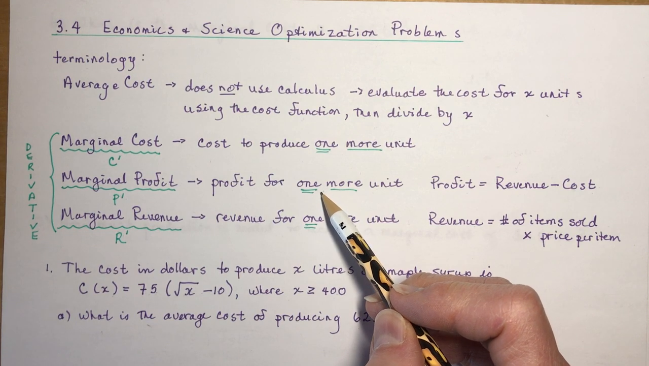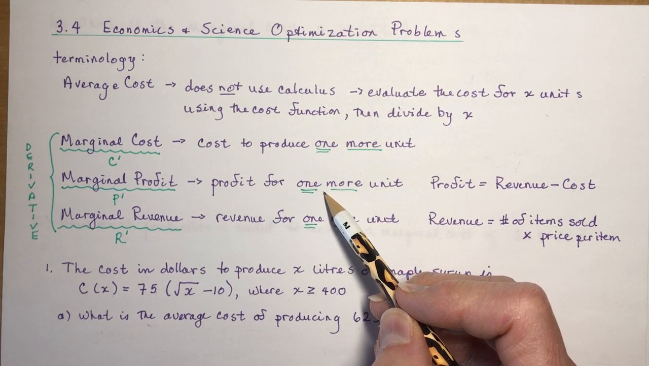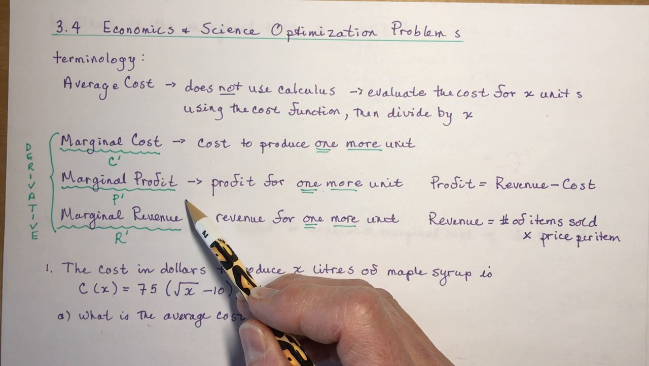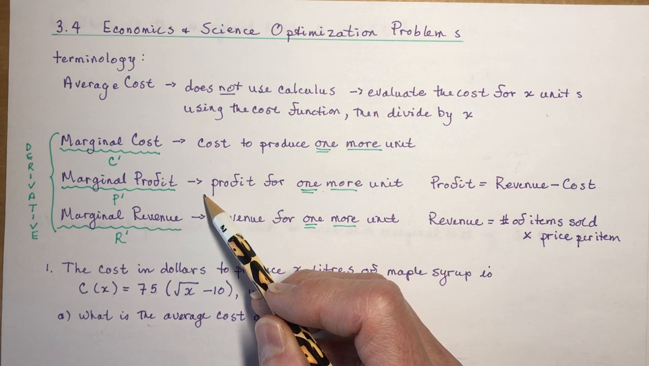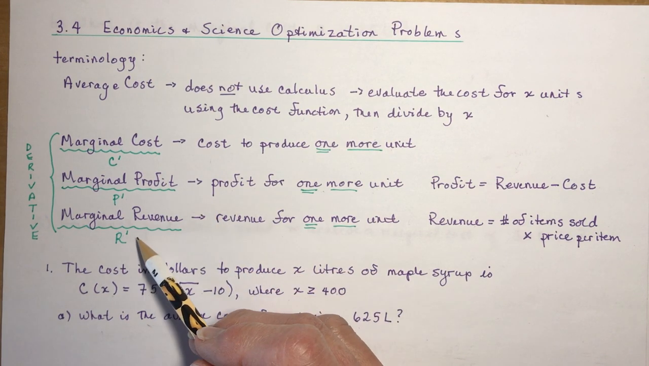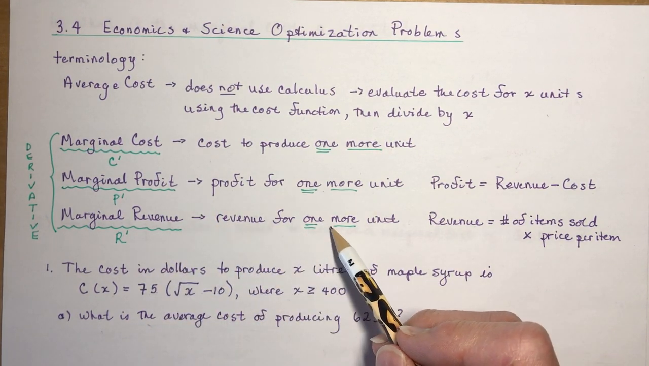So it might be after 100 units, might be after 1,000 units, and your marginal profit will change if it's not a direct linear relationship, right? We know that because that's what calculus does. And the same thing with revenue, the revenue for one more unit.